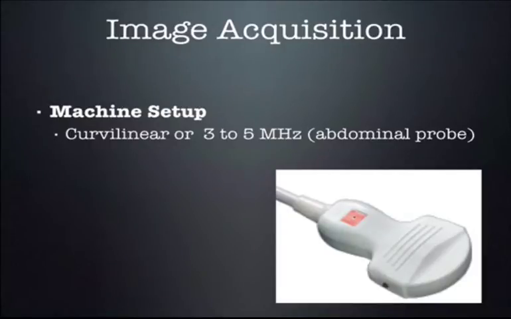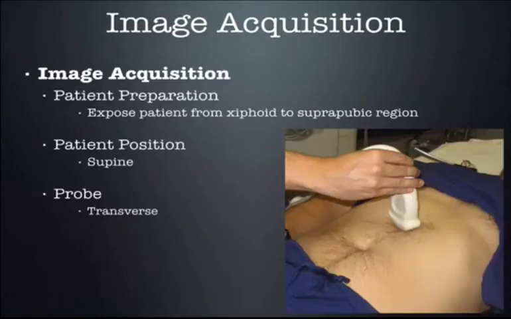Now, by convention, the probe indicator is going to be facing the patient's right, and you're going to start in the epigastrium just below the xiphoid process, and you'll be holding the probe in vertical position as shown here. The patient should be in the supine position, and again, you're going to start off with the probe in a transverse plane with the probe facing to the patient's right.